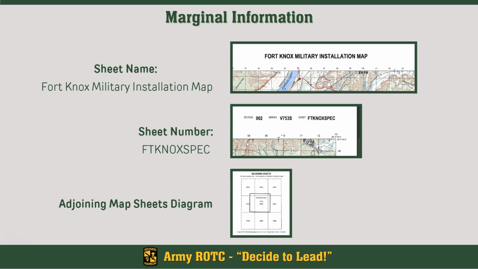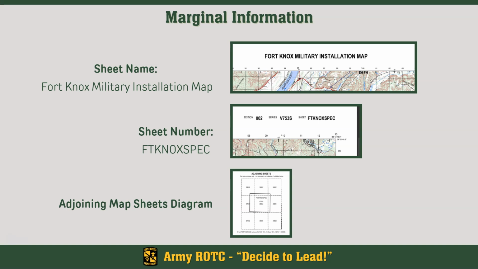That's the name of this map. The sheet number is typically a number on a lot of maps. On this one, it's FTKNOXSPEC, or Foxtrot Tango Kilo November Oscar X-Ray Sierra Papa Echo Charlie, Fort Knox SPEC, right?